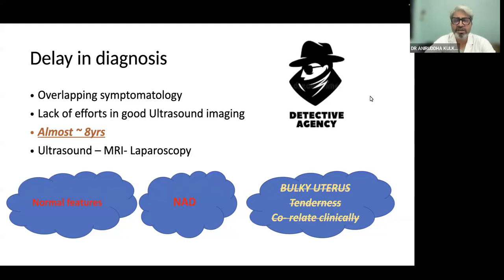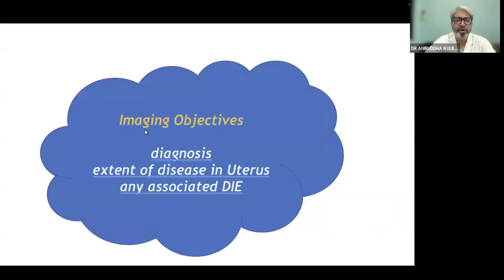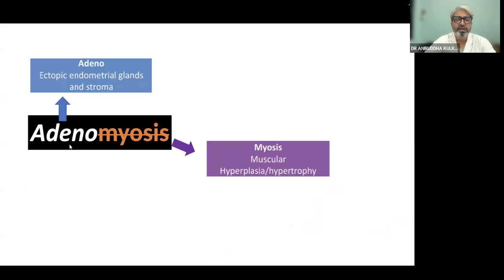But if you have a vigilant outlook towards identifying adenomyosis, you can find it on good ultrasound equipment as well as color Doppler features. The imaging objective in cases of adenomyosis is a diagnosis, extent of the disease, and whether, along with adenomyosis, any additional features of deep infiltrating endometriosis are present or not. Now, let us break down this term adeno and myosis. Adeno means ectopic endometrial glands and stroma. Myosis means muscular hypertrophy or muscular hyperplasia.